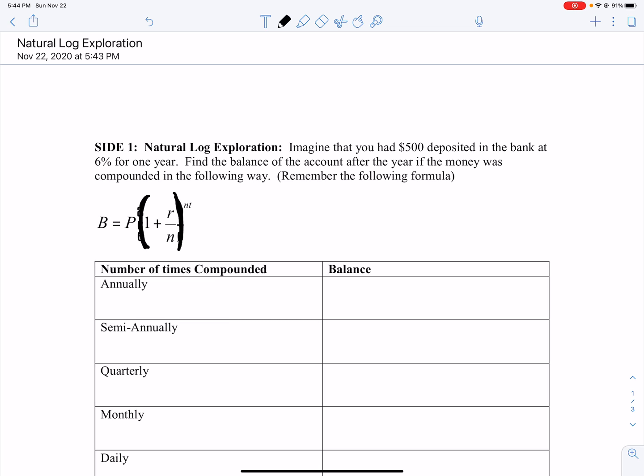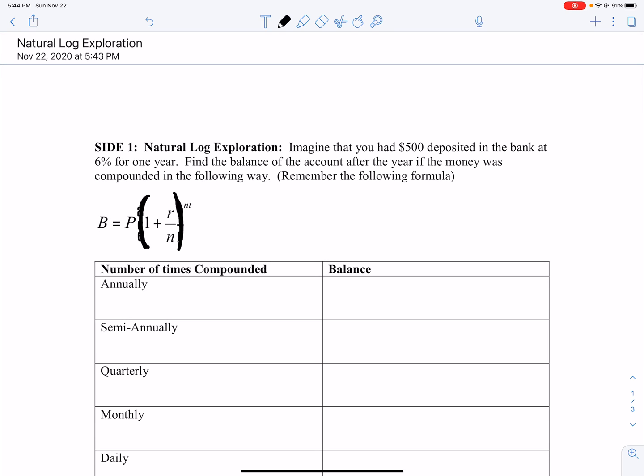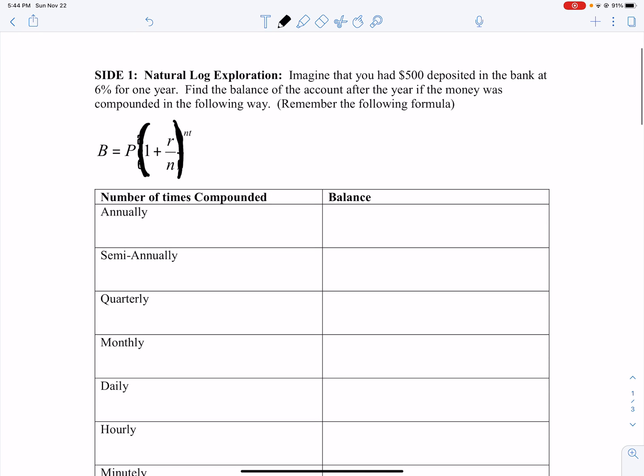So we're doing side one. It says side one. We're going to talk about the natural growth exploration here. And to do that, we're going to need our calculator. You're going to need your calculator right beside you so you can answer the questions. It says, suppose that you took $500 in the bank at 6% for 1 year. Find the balance after 1 year.